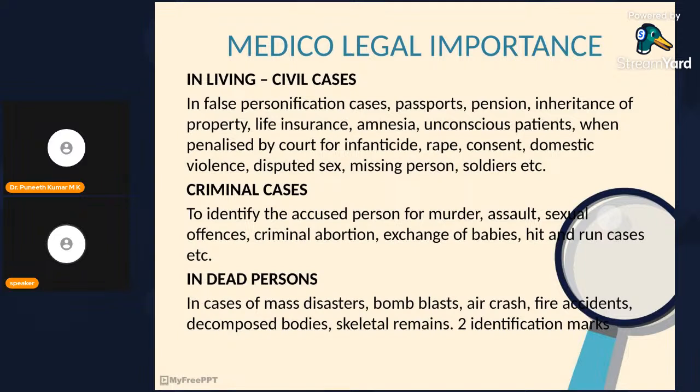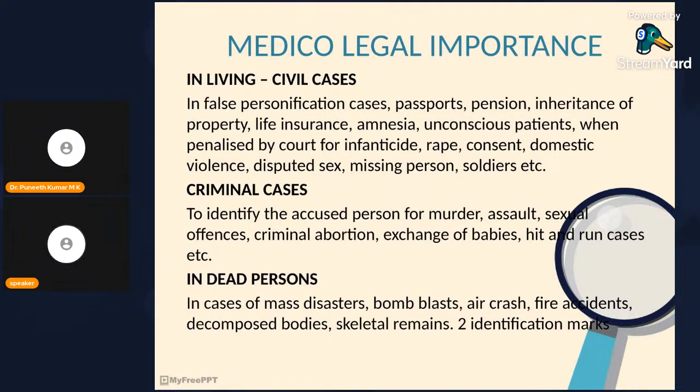In a dead person or in living cases, identification marks are very important. Based on that, in each and every case, at least 2 identification marks should be noted down. This is the medico-legal importance of identification data.